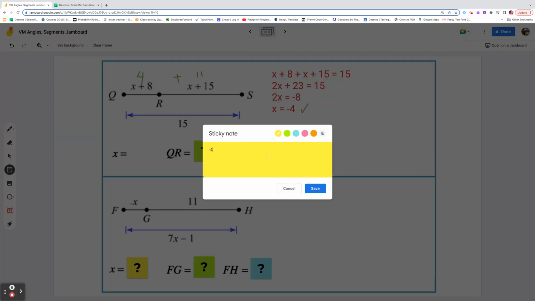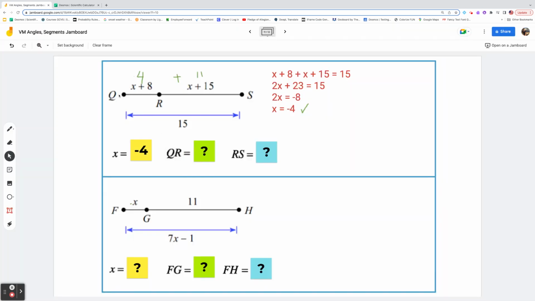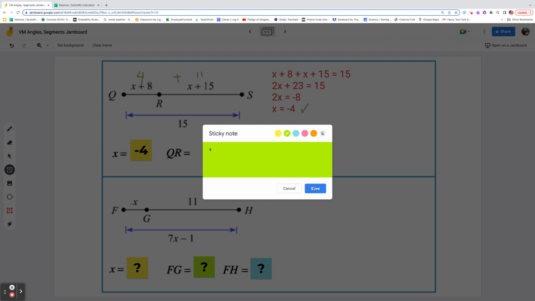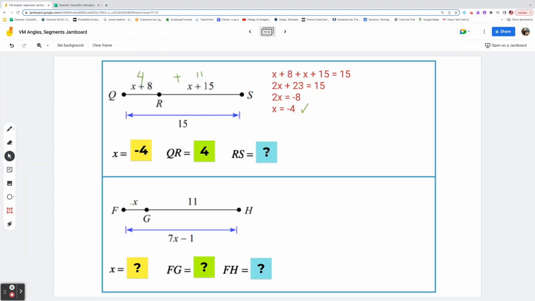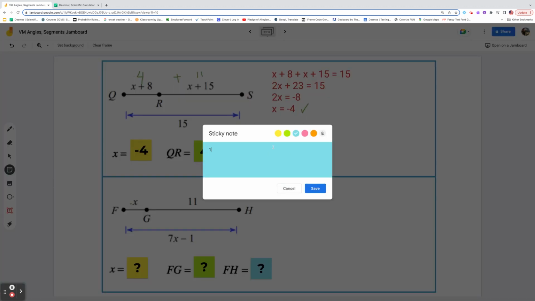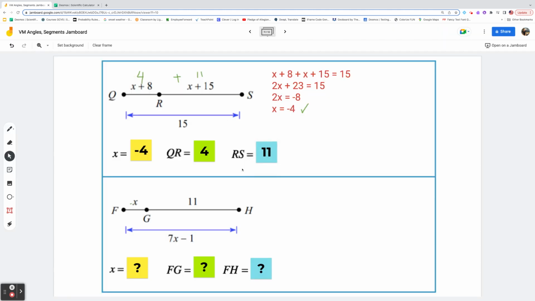So we'll go ahead and write it down here. Notice we're checking our work, though, making sure things make sense. QR, we just showed you, is 4. And RS is 11. We substituted in negative 4 in place of x.